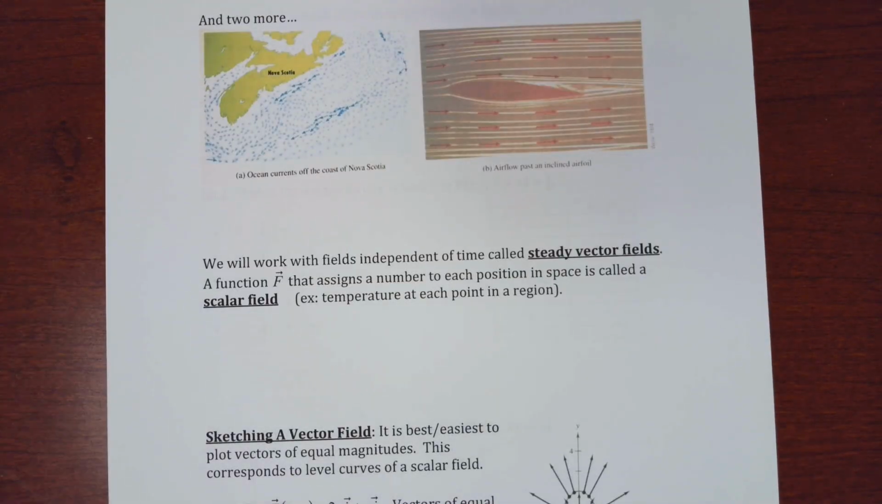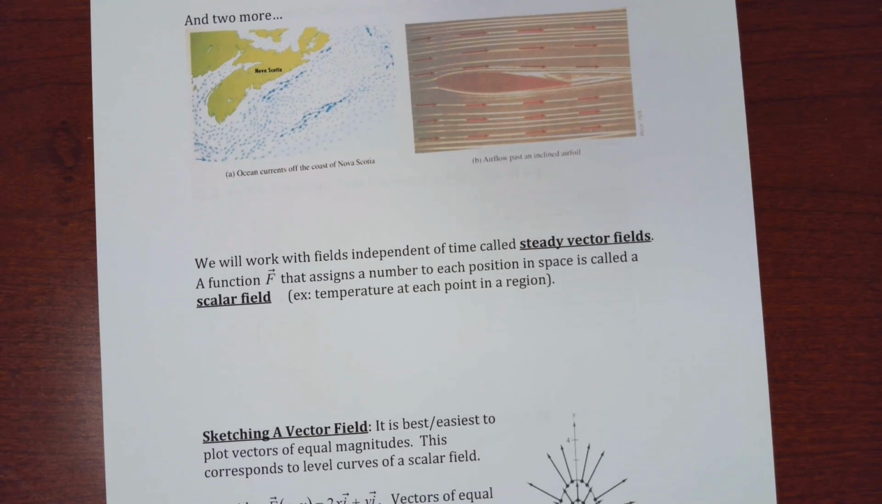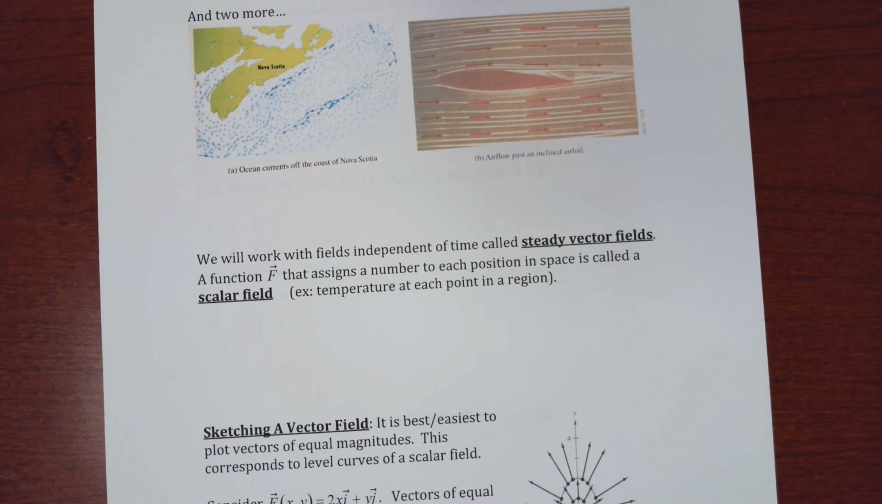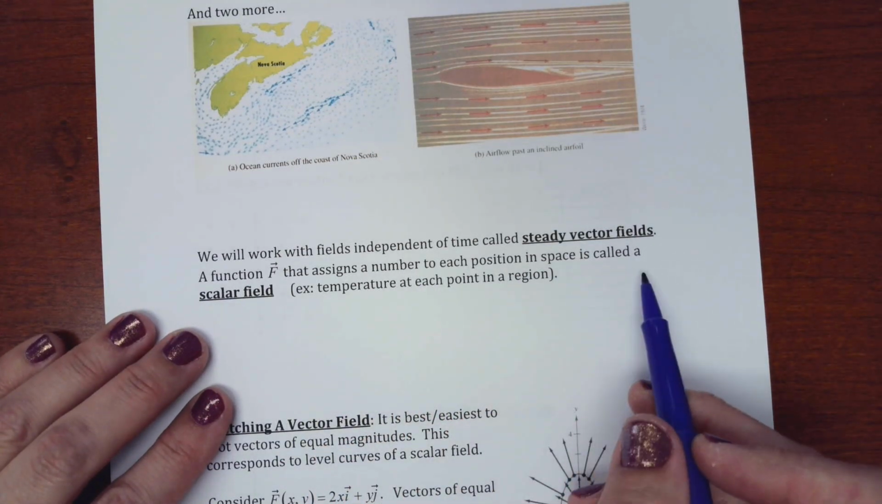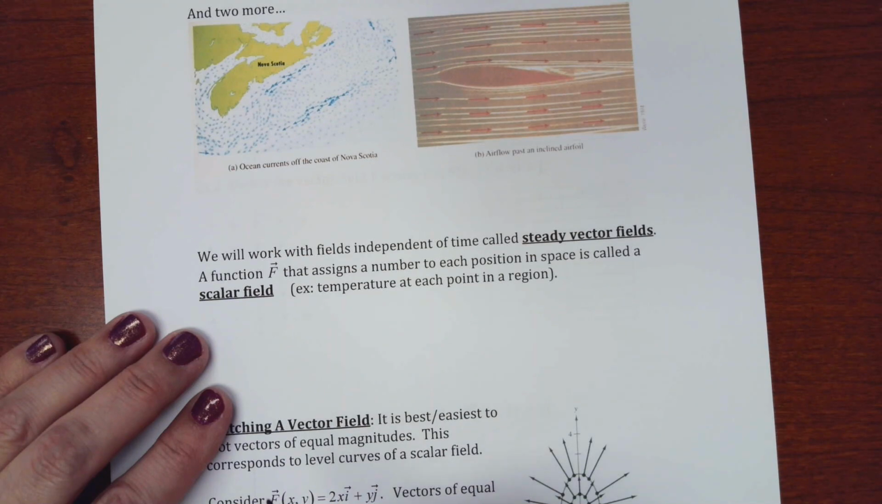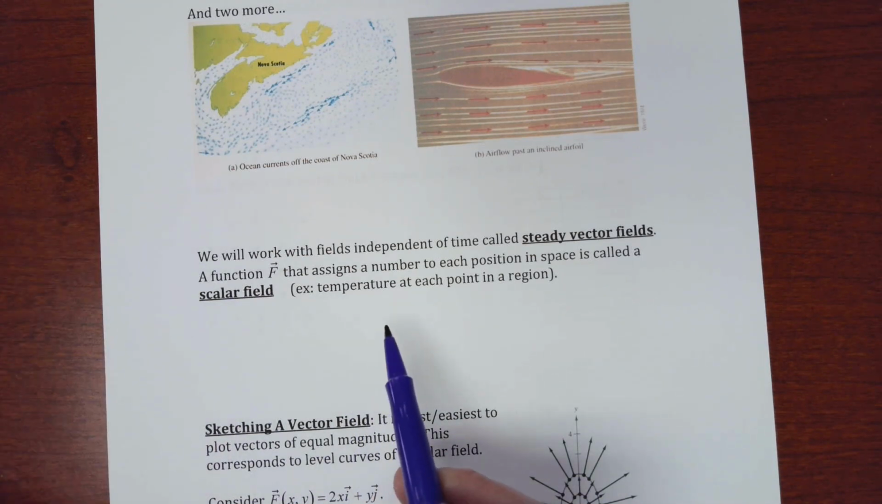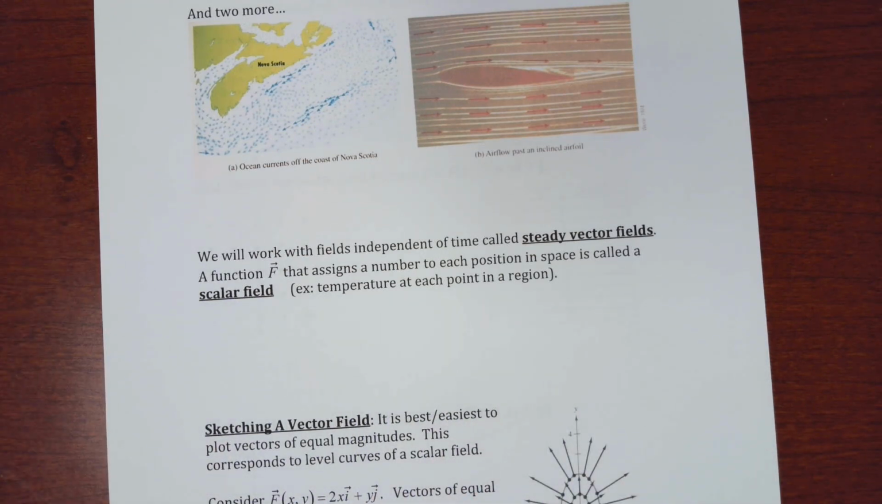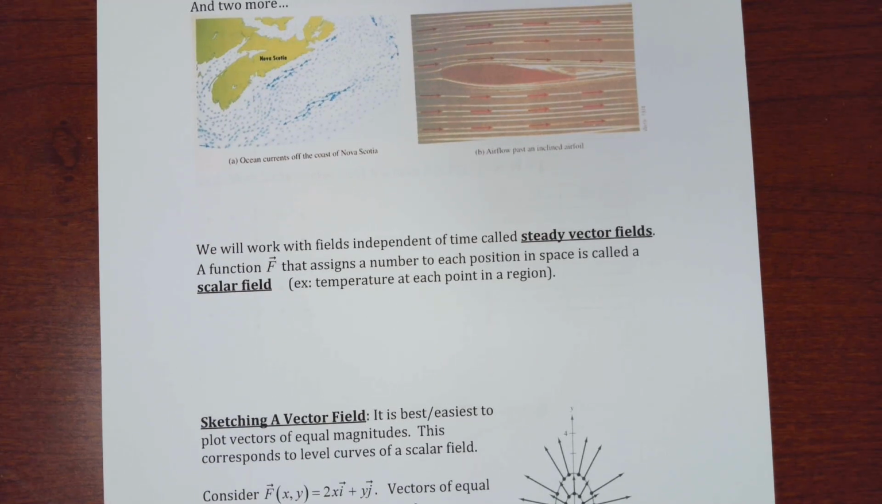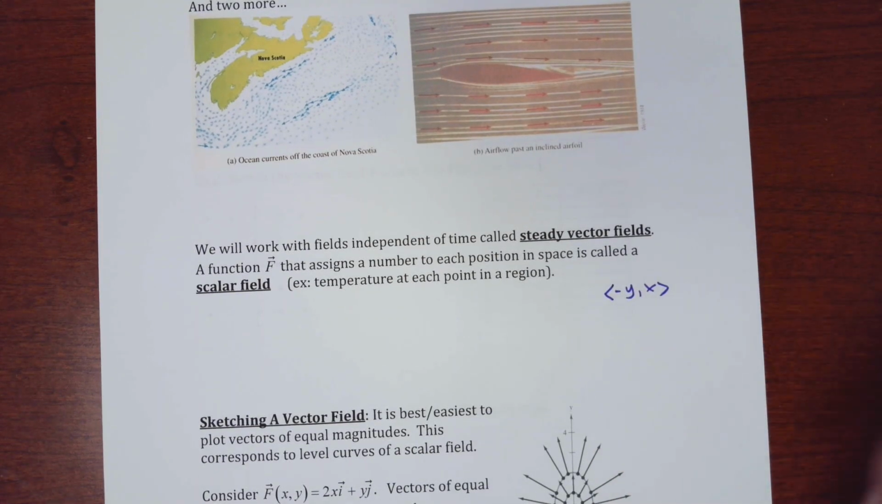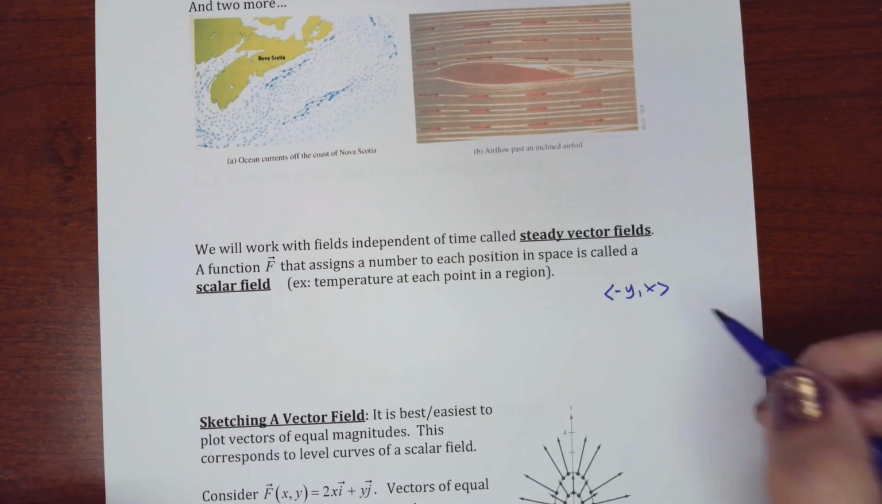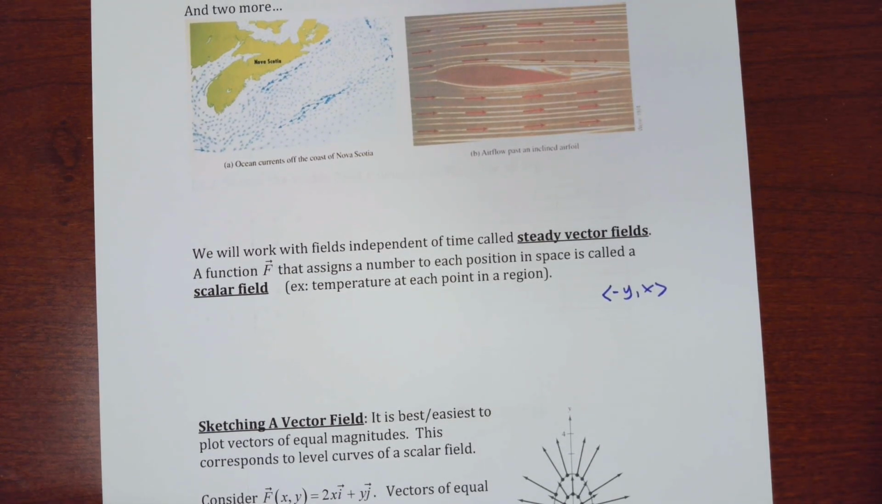All right, so we already went over those pictures and whatnot. We're going to work with fields independent of time. They're called steady vector fields. A function f that assigns a number to each position in space is called a scalar field. That would be something like a certain temperature at each point. So a scalar field is when you are assigning a number, not something like x or y. The thing we were doing earlier, negative y comma x, would not be a scalar field because these have functions there. A scalar field would be like putting numbers here instead of variables.